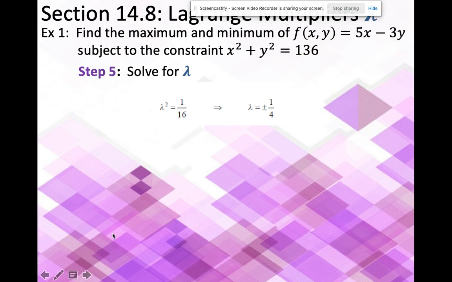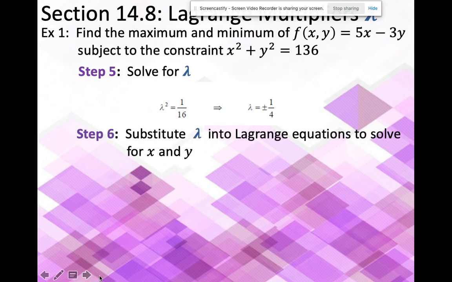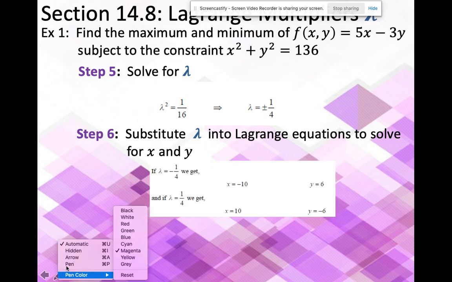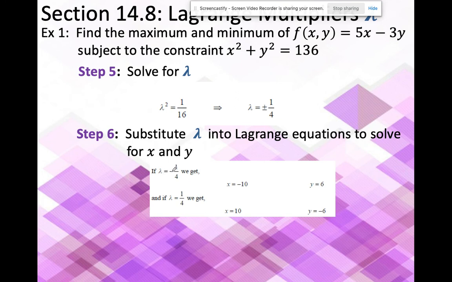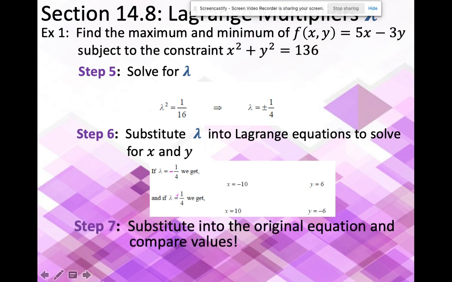Now go back to your x and y equations. For negative 1/4, x was negative 10 and y was 6. If lambda was positive 1/4, I got x is equal to 10 and y is equal to negative 6. So this was my list of suspects.